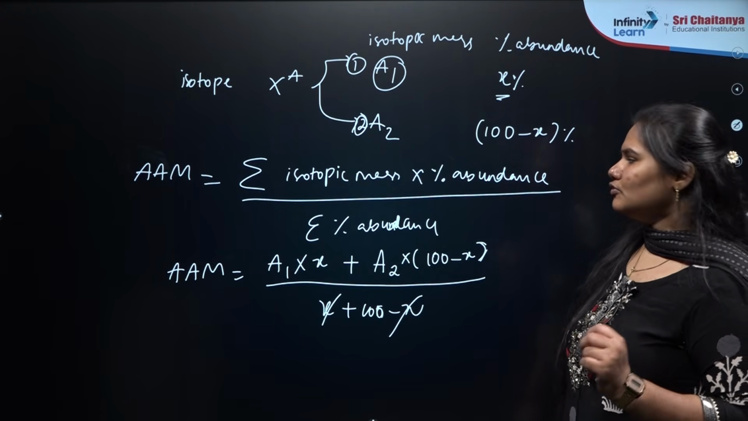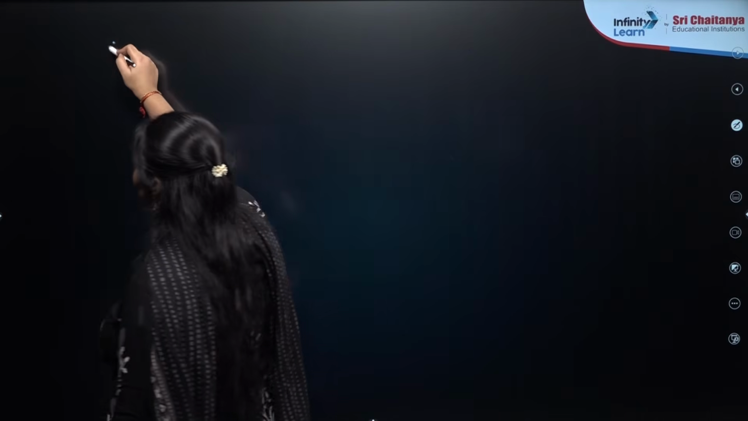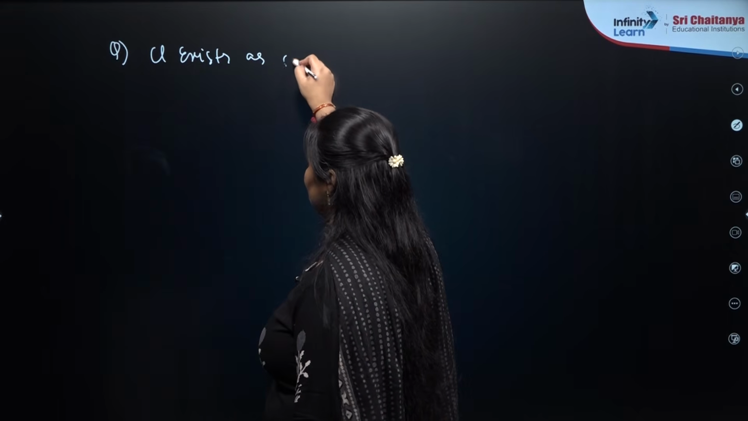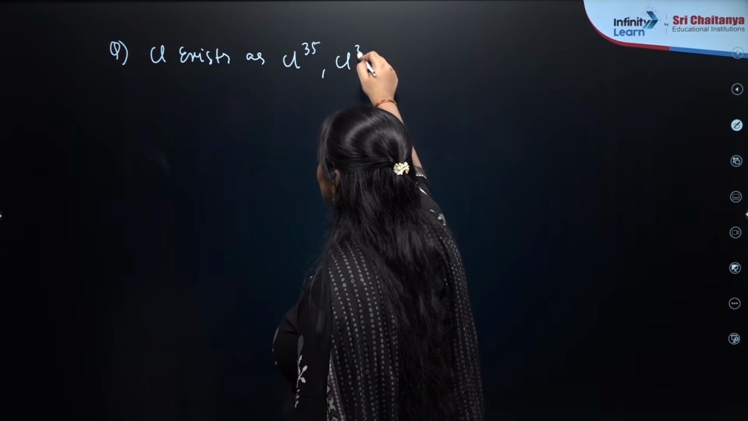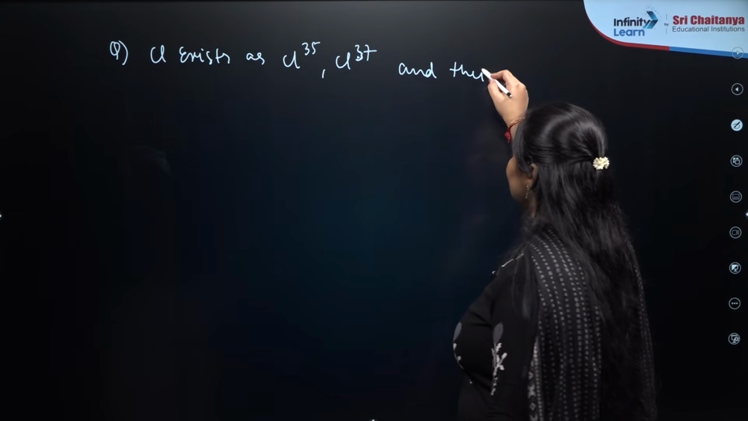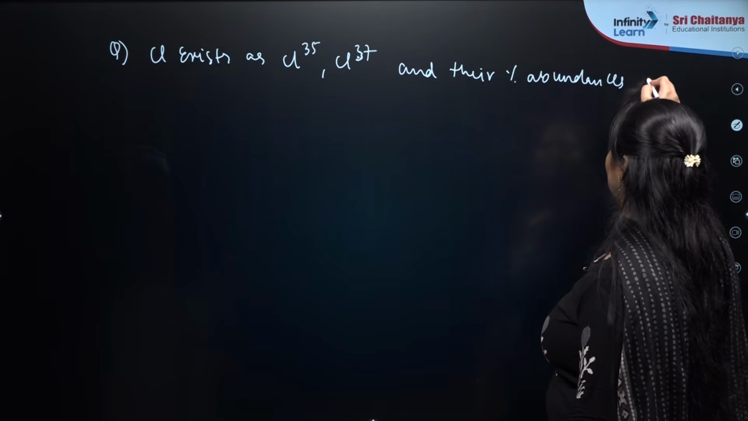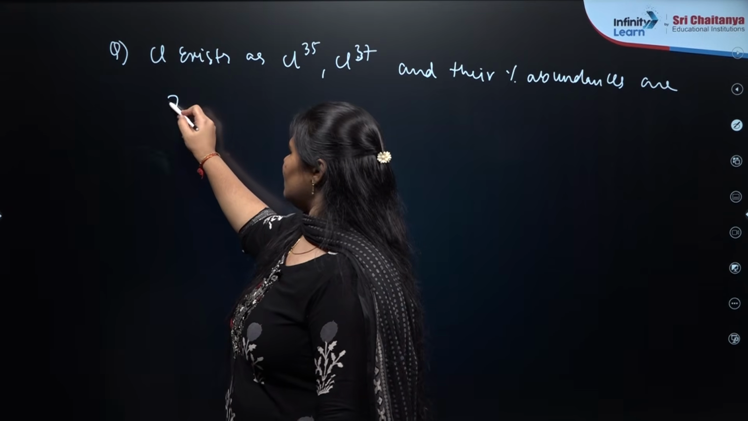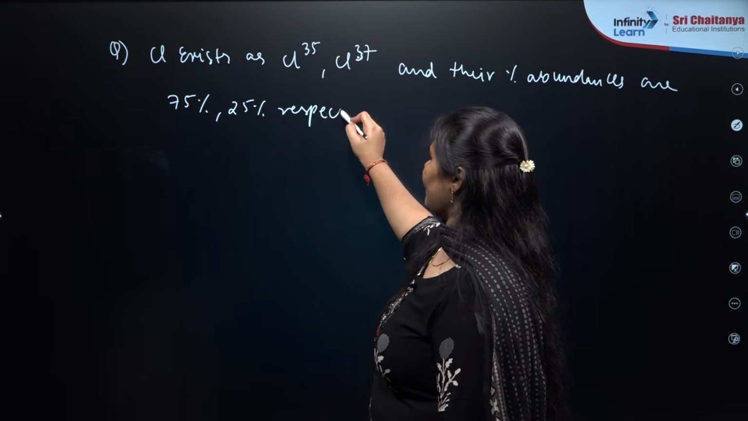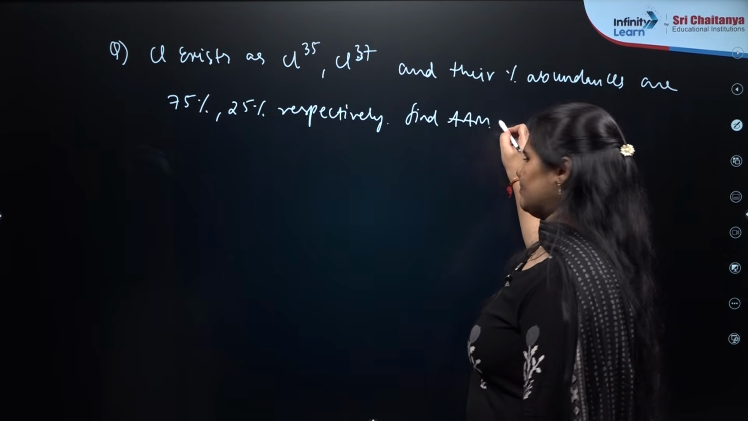So now let us do two questions based on this topic. The questions are: chlorine only, let us take. Chlorine exists as Cl35, Cl37, and their percentage abundances are 75%, 25% respectively. Find the average atomic mass. This is the question.